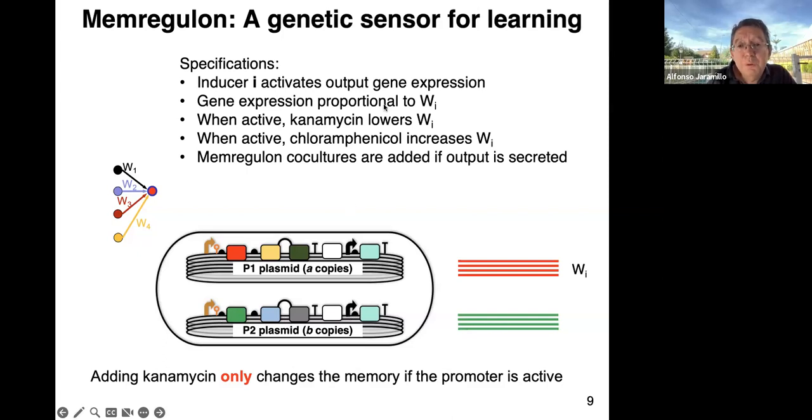And gene expression is proportional to the number of DNA copies. Okay, this is the typical central dogma: the more DNA, the more RNA, the more protein. And here we are regulating gene expression, but at the DNA level, before going to the transcriptional level.